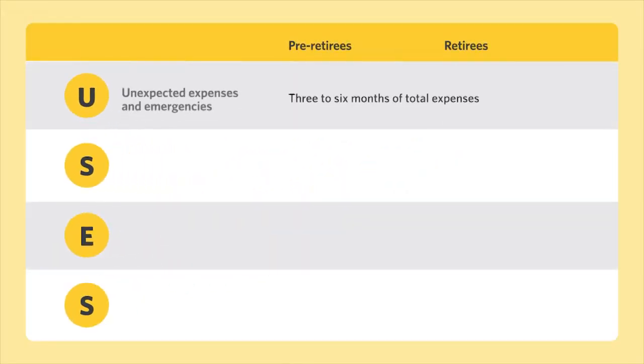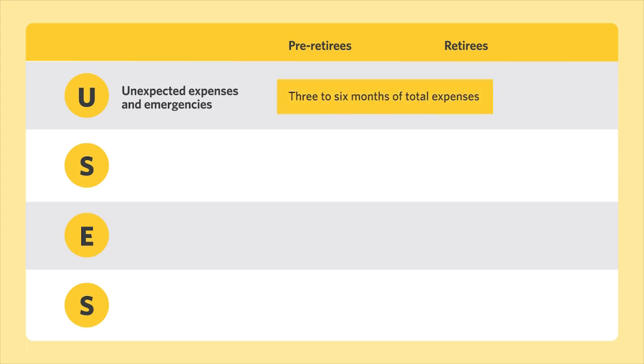Having emergency funds saved and easily accessible will help in the event that you have a medical emergency, a job loss, or another unexpected event in life. We generally recommend having 3 to 6 months worth of living expenses saved in a separate account for emergencies.